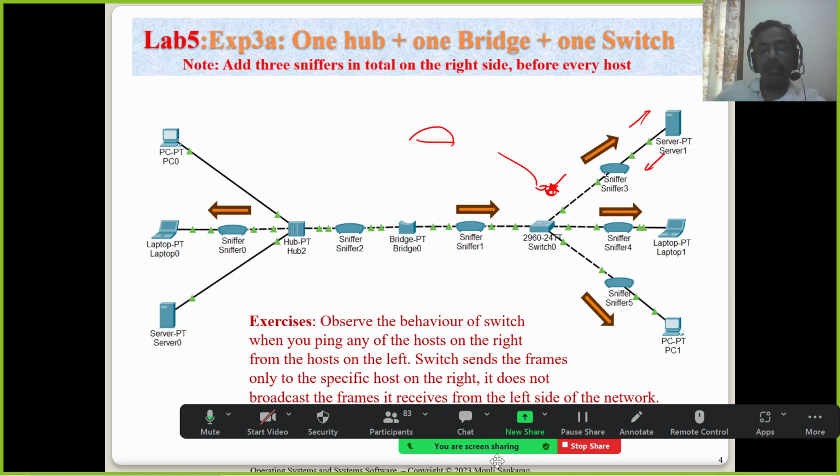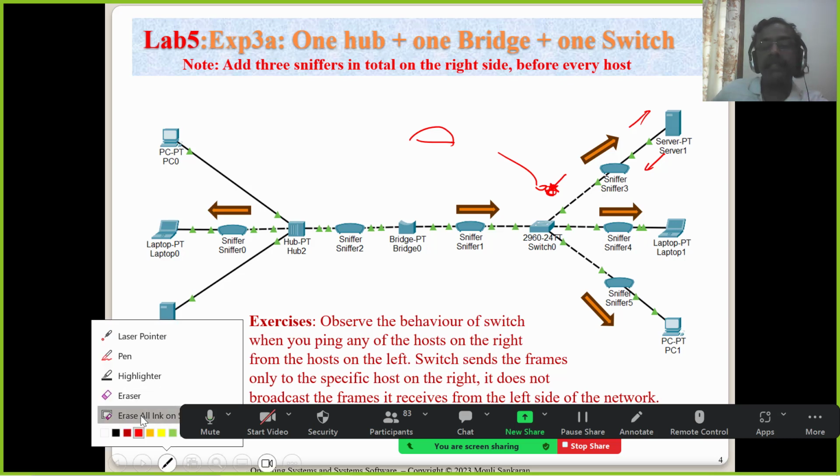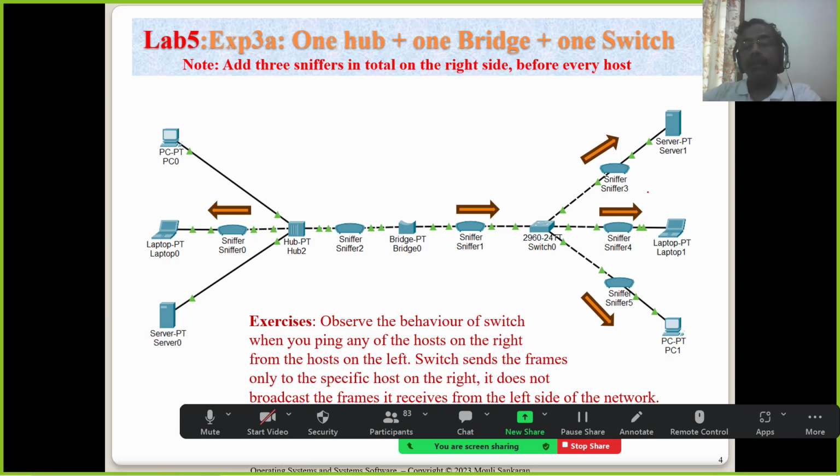Can anybody tell me how do you connect a sniffer so that I can see both the traffic directions on Cisco Packet Tracer? I have not done it myself, I am only asking you. I'm just getting this idea now. Okay, no problem, I will tell. Does anybody want to try?